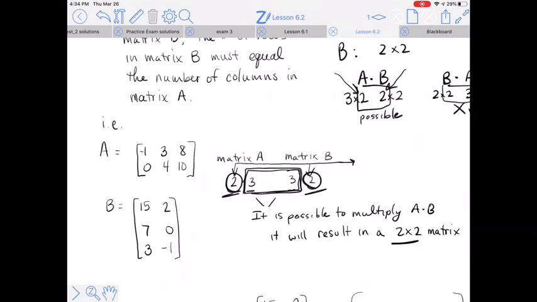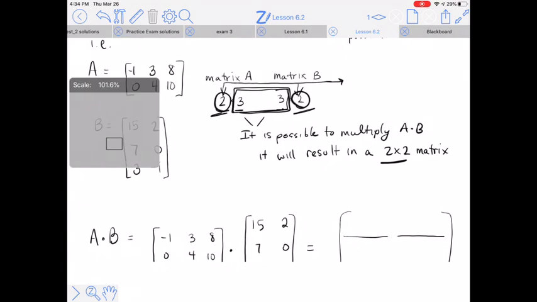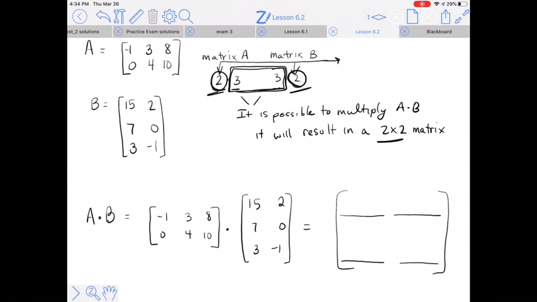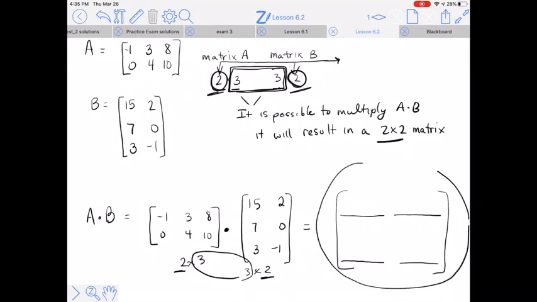And here's what it looks like. So I've got A times B, and I've already checked that it's possible. We have a 2 by 3 and a 3 by 2. The inside numbers match, so it's possible. And then these outside numbers tell me I'm going to get a 2 by 2 matrix. So I've drawn a 2 by 2 matrix here, and I've purposely made it a little bit larger. A 2 by 2 matrix has 4 entries. Here's row 1, column 1, row 2, column 1, row 1, column 2, and row 2, column 2. There's 4 entries there.